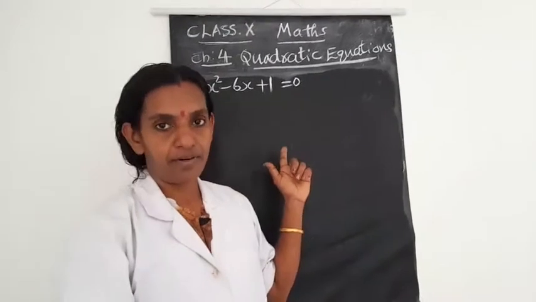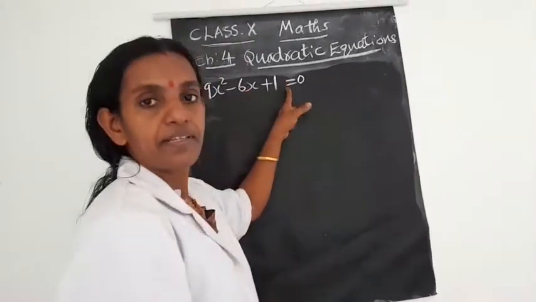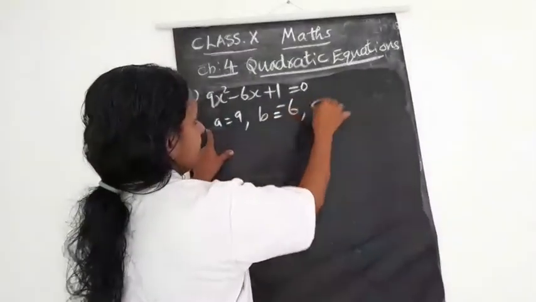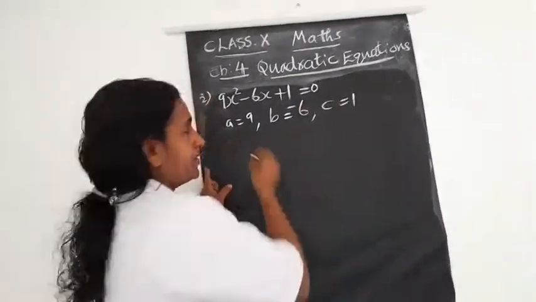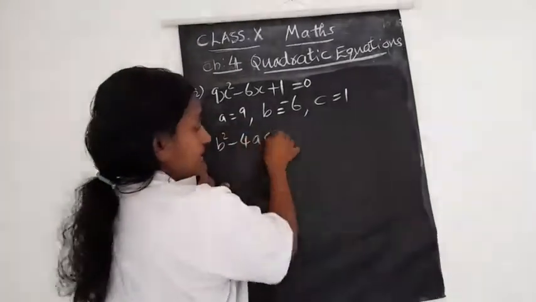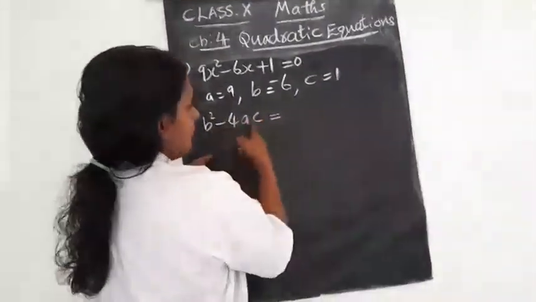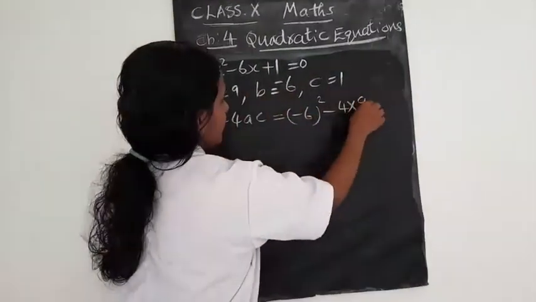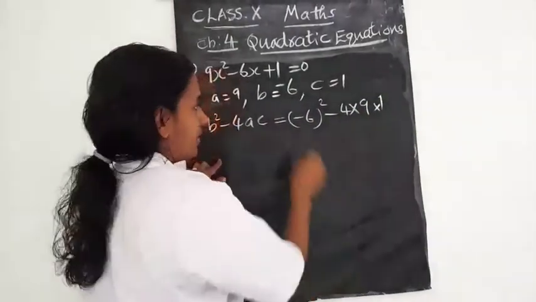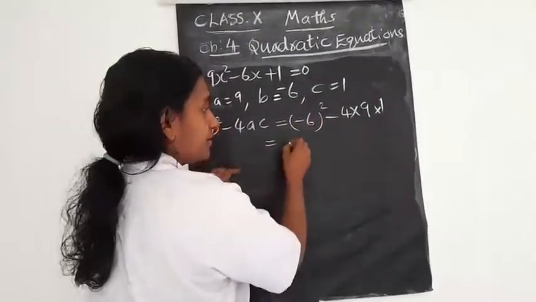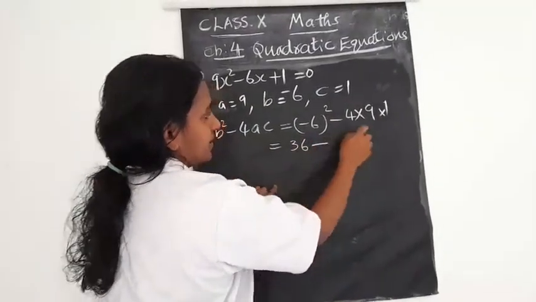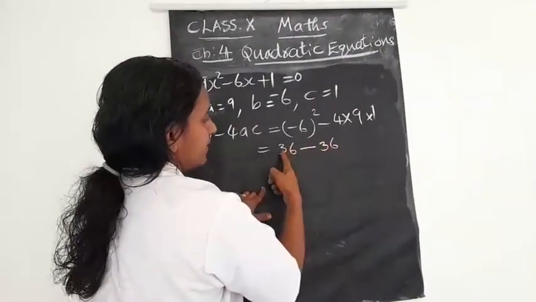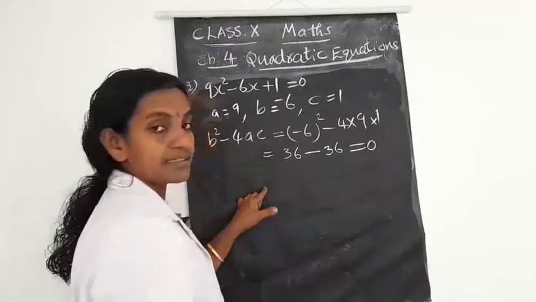Now we can see another example. 9x square minus 6x plus 1 equal to 0. The first step: a equal to 9, b equal to negative 6, c equal to 1. The next step, b square minus 4ac, which is the discriminant. What is that? Negative 6 whole square minus 4 into 9 into 1. Negative 6 whole square is 36, minus 4 into 9 into 1. 4 into 9, 36. So what we are getting? 36 minus 36, that is 0.